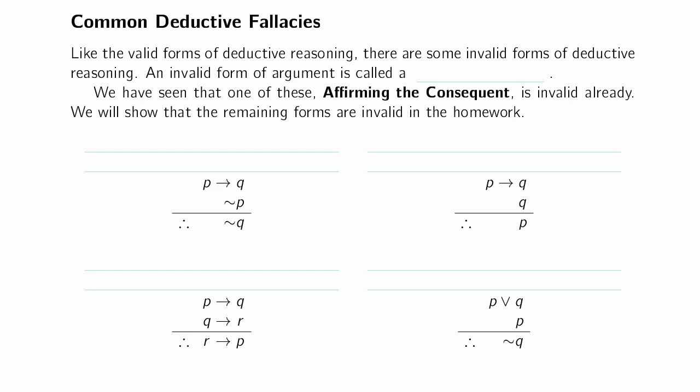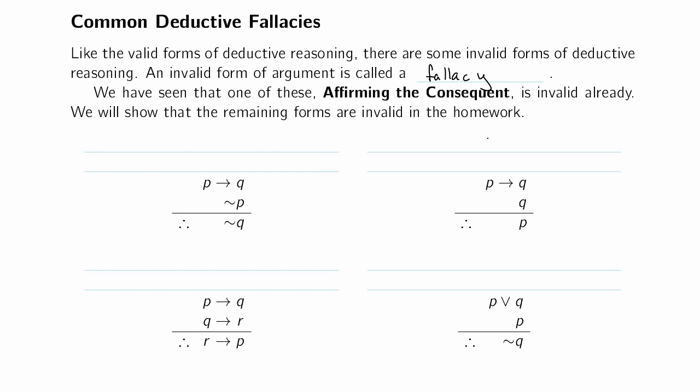Just like there are valid forms of deductive reasoning that we see over and over again, there are also invalid forms of deductive reasoning that we see over and over again. Now, as we've mentioned before, an invalid argument is called a fallacy. So these are some common deductive fallacies. And like the valid deductive forms, we can demonstrate that these are invalid using a truth table.